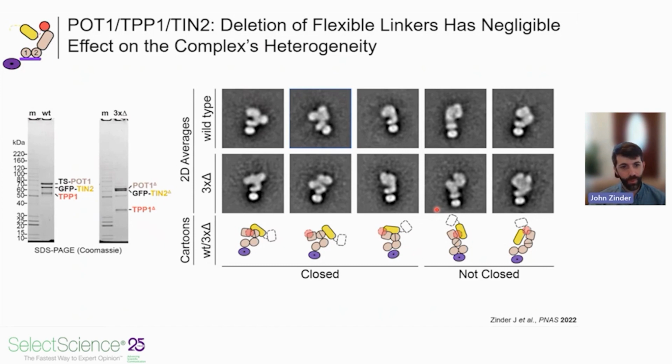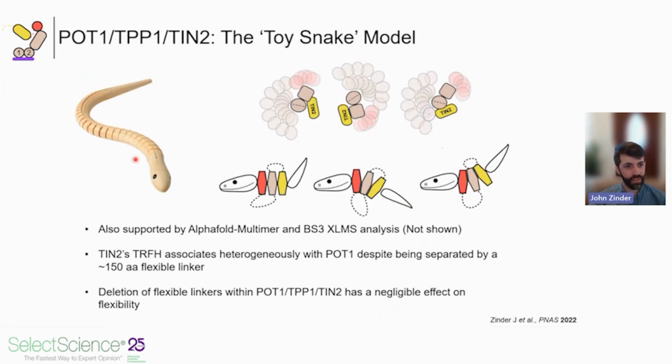And the model that we came up with is the toy snake model. This is because I used to play with these toy wooden snakes as a kid, and this called to mind this. In this analogy, the segments of the toy snake are like the structured subunits or the structured domains within this complex, and the flexible linkers are extruding outwards from these. And you can see from this cartoon that even though these flexible linkers could be truncated to being very much shorter, you would still be able to get this flexing motion of these structured subunits relative to each other, even if you truncated these linkers.